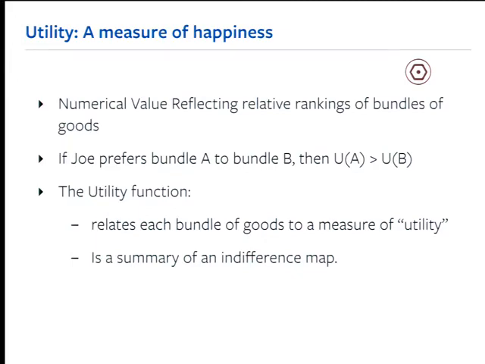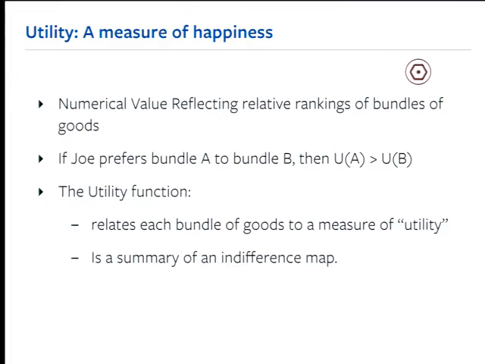Utils I'm going to assign to bundles. So if Joe prefers bundle A to bundle B, then the utility, meaning the number of utils Joe gets out of bundle A, is higher than the number of utils Joe gets out of bundle B. Right? So utils reflect one thing only. They reflect the relative ranking for one individual between two bundles. So if one bundle gives you a higher number of utils than the other, that means you prefer bundle A, which gives you the higher number of utils, to bundle B, which gives you the lower number of utils.